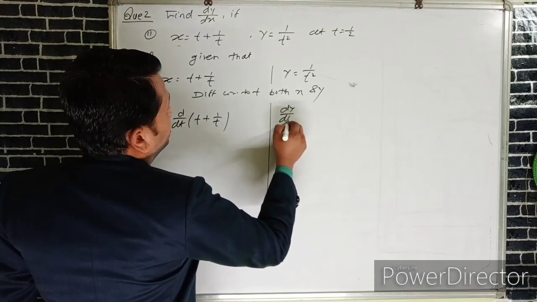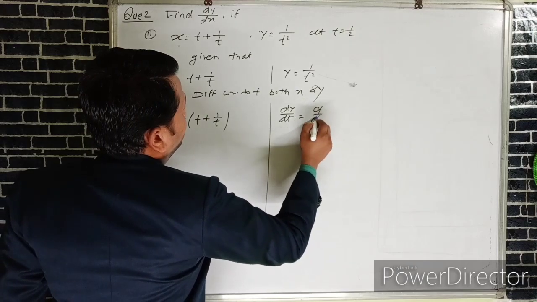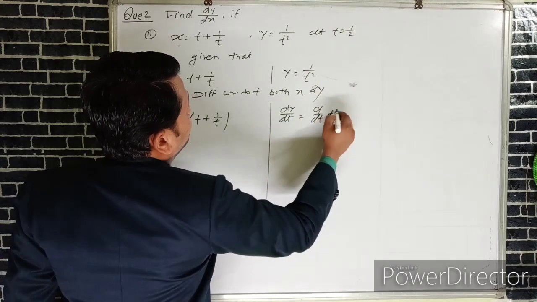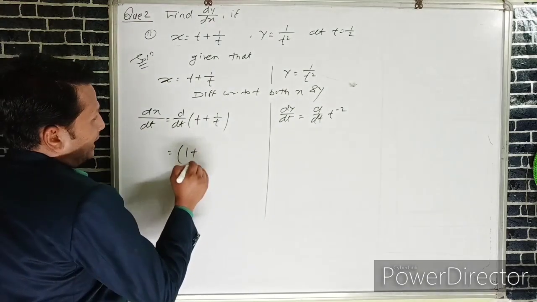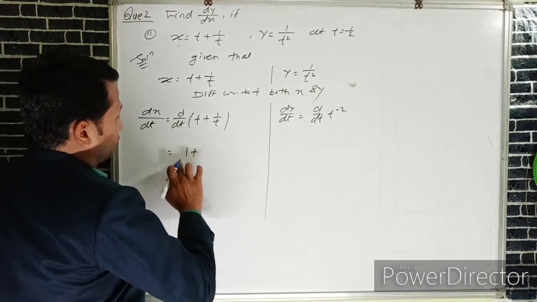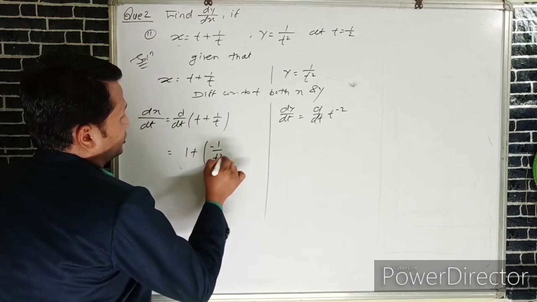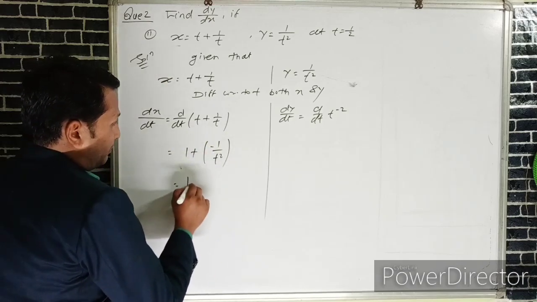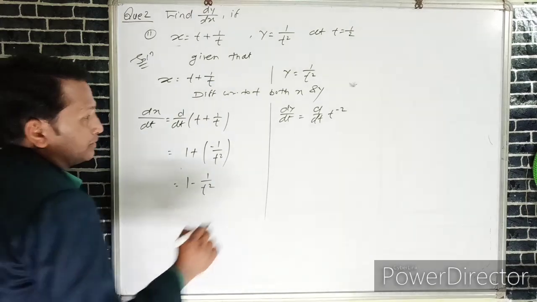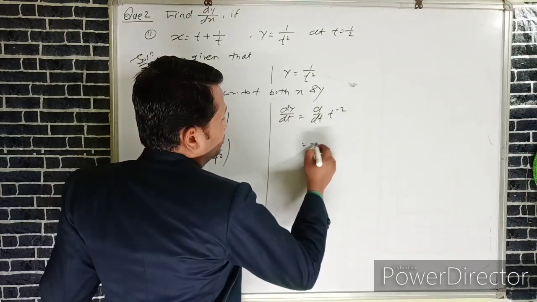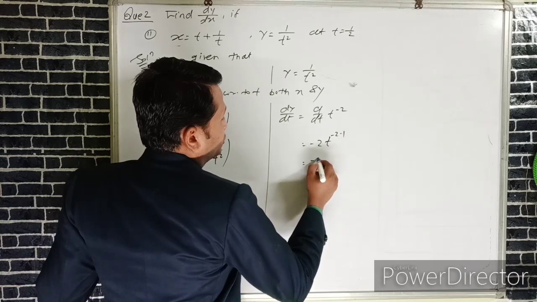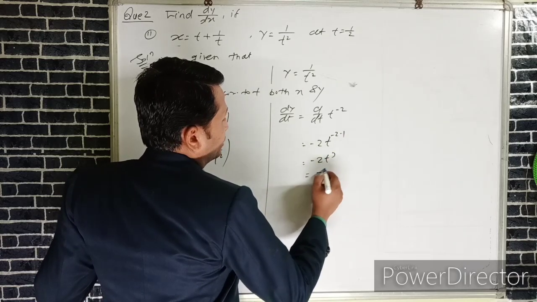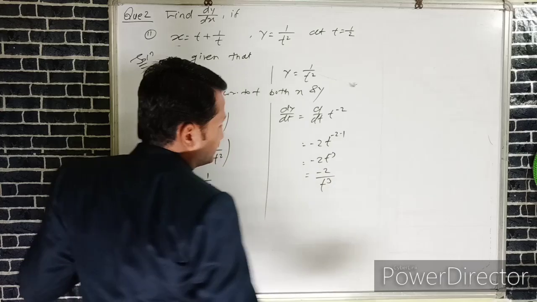Derivative of y with respect to t. We can write 1 by t square as t raised to the power minus 2. Derivative of t is 1 and derivative of 1 by t is minus 1 upon t square. Hence we can write it 1 minus 1 upon t square. Derivative of t raised to the power minus 2 is minus 2 into t raised to the power minus 2 minus 1, which is minus 2 upon t cube.